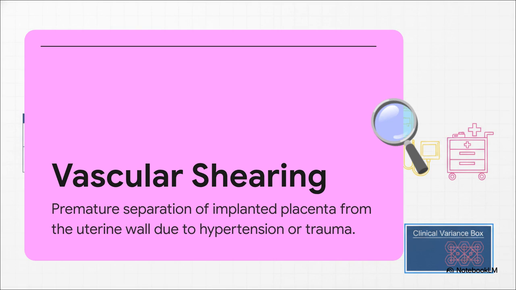The mechanism we're dealing with here is vascular shearing. We're talking about the premature separation of a normally implanted placenta from the uterine wall right before delivery. You must recognize the specific drivers of this violent separation. It is strictly driven by factors like maternal hypertension, cocaine use, or severe abdominal trauma.